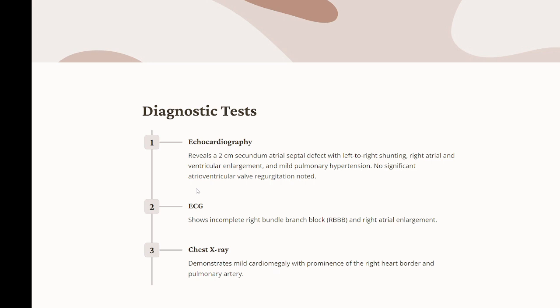Management. Given the patient's symptoms and echocardiographic findings indicative of significant hemodynamic impact, referral to an interventional cardiologist was made for further evaluation for transcatheter ASD closure. The patient underwent successful transcatheter closure of the ASD using an Amplatzer septal occluder device without complications.